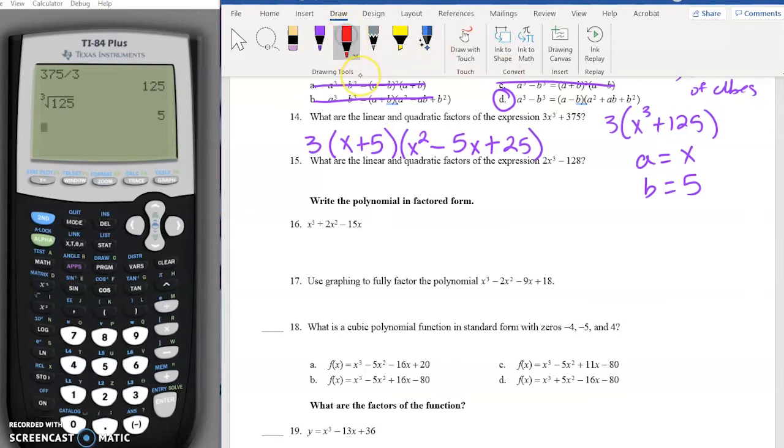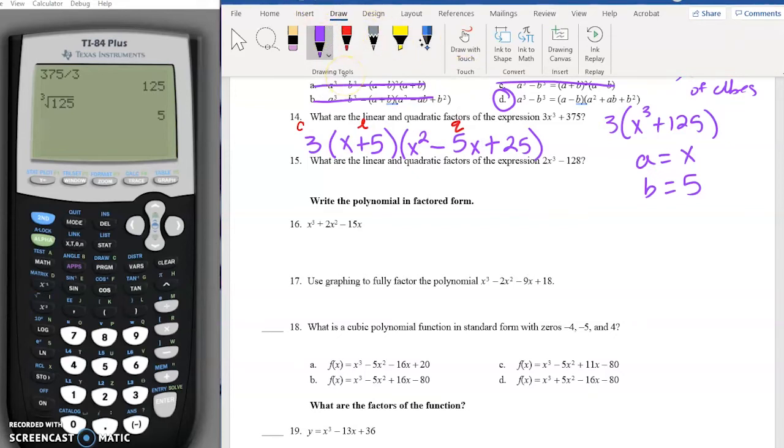Now looking at these three, so 3, that is actually a constant factor, so we don't care as much about him. X plus 5 is a linear factor, and x squared minus 5x plus 25 is a quadratic. If you don't remember how to identify these as constant, linear, quadratic, refer to the 8-1 notes where we classify polynomials by degree.